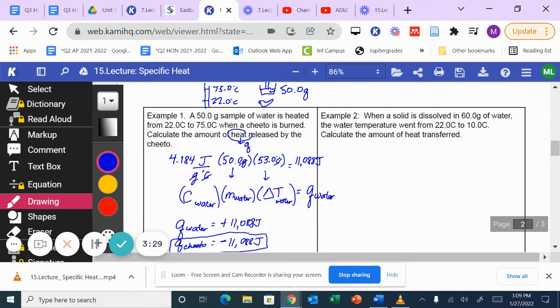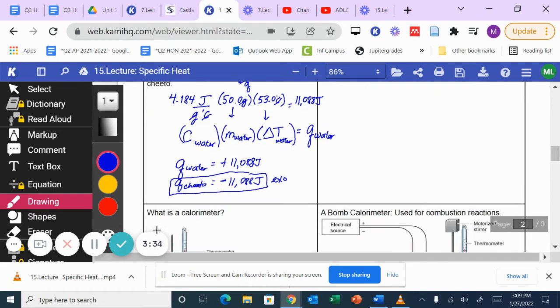So this is obviously exothermic. Burning a Cheeto is exothermic, and the heat went into the water. Also, this is delta H because there's no work done. Delta H is the same as Q. So delta H is also negative 11,088 joules. Okay? This is a chemical reaction, so sometimes I write RXN down here, which means this is the delta H of a chemical reaction.